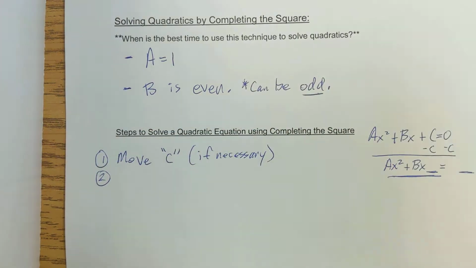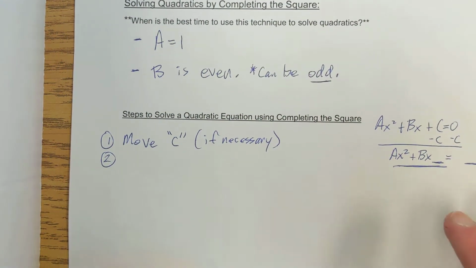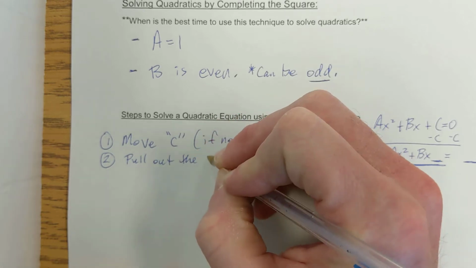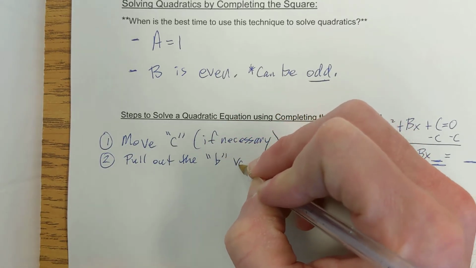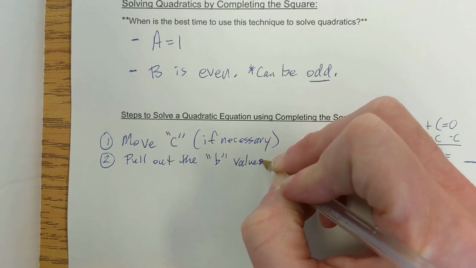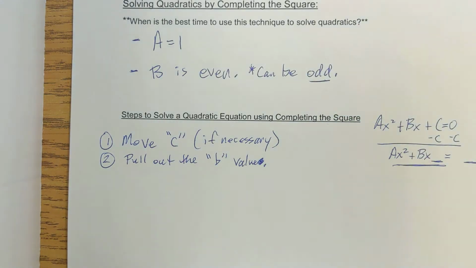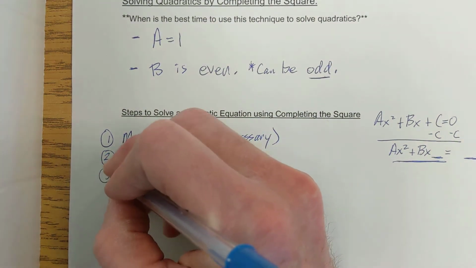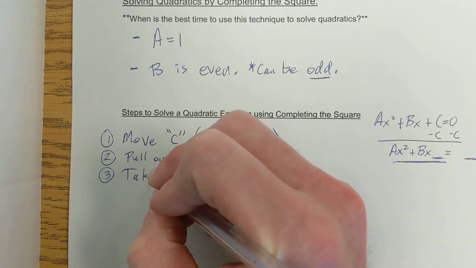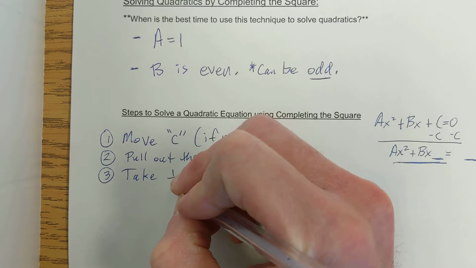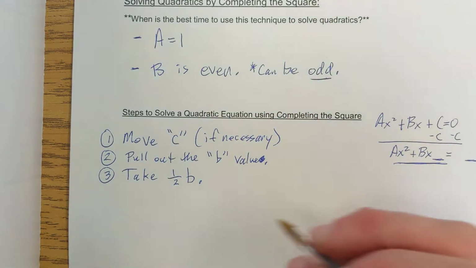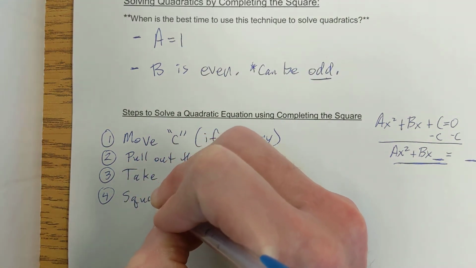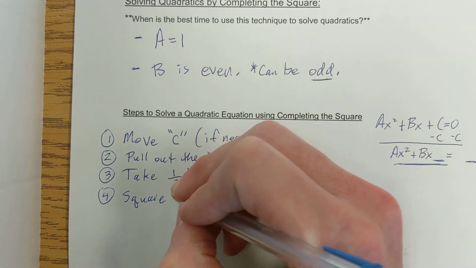Okay, step 2, once we have it in this form, we want to find the b value. Capital B, lowercase b, sorry, they represent the same thing. Once we find the b value, we're going to take half of that, so 1/2 of b. Once we've taken half of b, we are going to square the 1/2 b value.